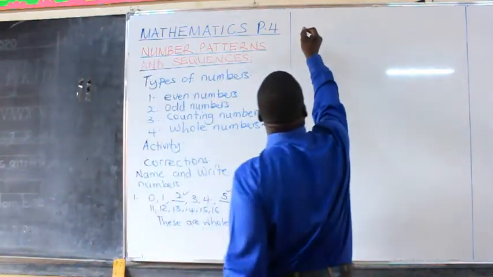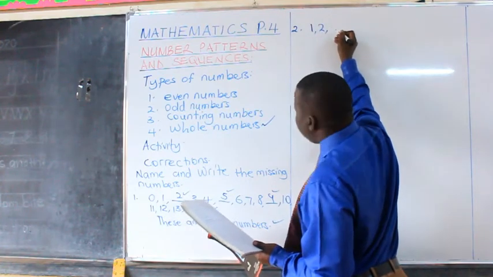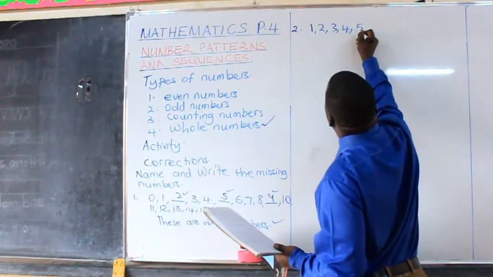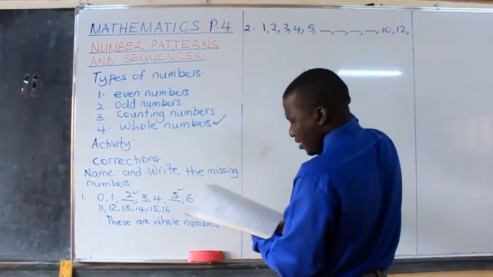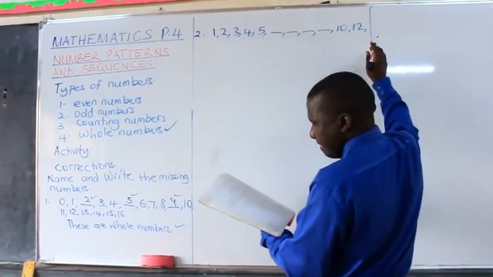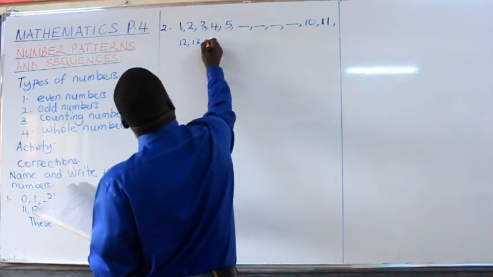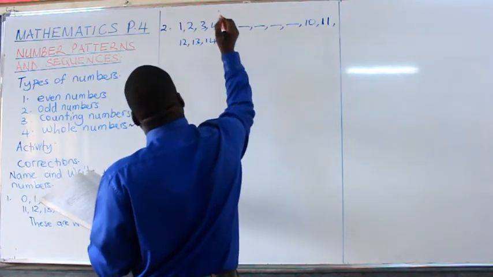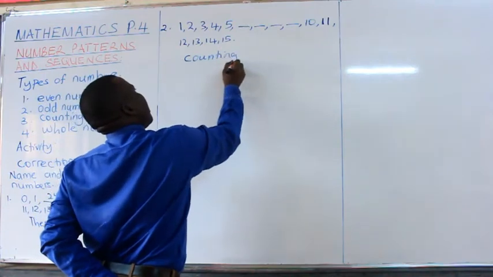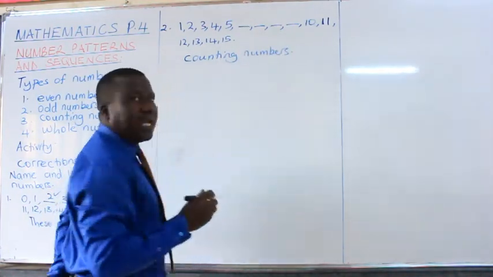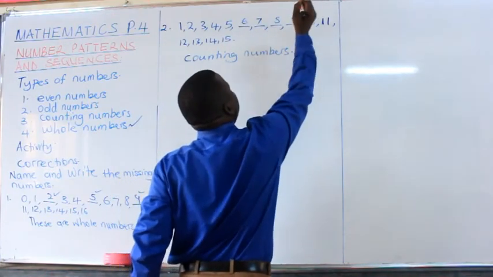If you did that, you have your answer here, and this is also correct. In our number two, we had 1, 2, 3, 4, 5, then a dash, 10, 12. Actually it is 10, you go to 11, you go to 12, 13, 14, 15. So what type of numbers are these? These are counting numbers. The counting numbers are 1, 2, 3, 4, 5, the next one is 6, 7, 8, 9, 10, 11, 12.